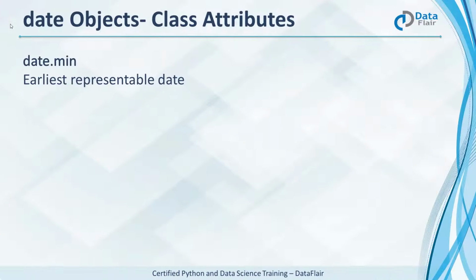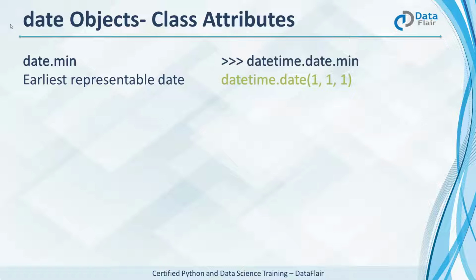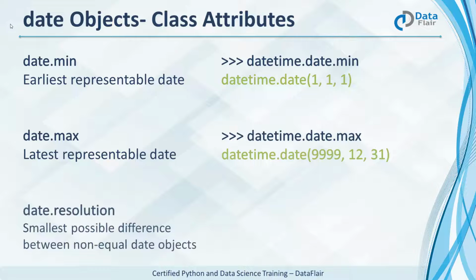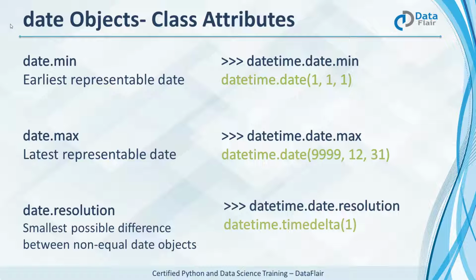The date class has the following attributes. Min is the earliest date. This is year 1, month 1, day 1. The maximum possible date, 31st December, year 9999. Resolution is the smallest possible difference between two date objects that are unequal. This is a timedelta of 1 day.